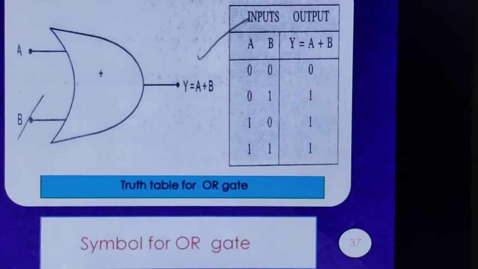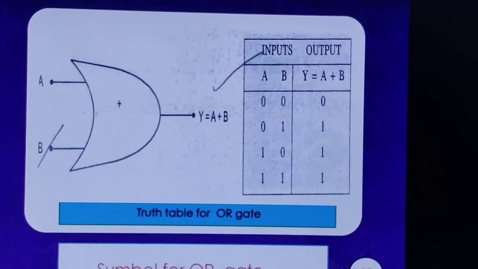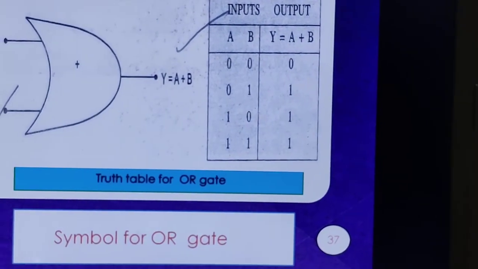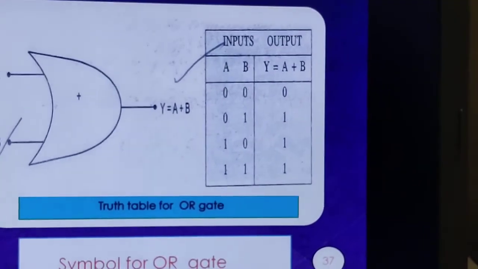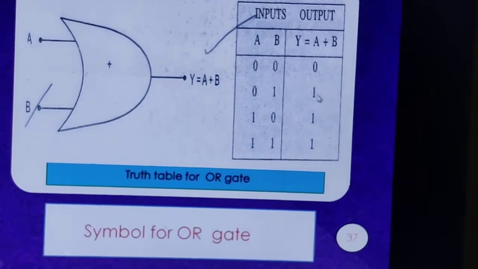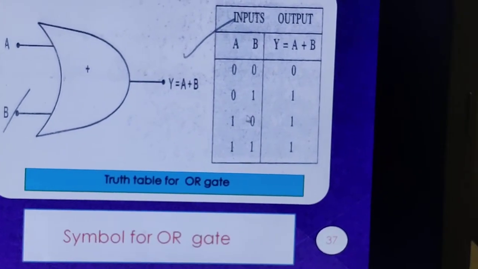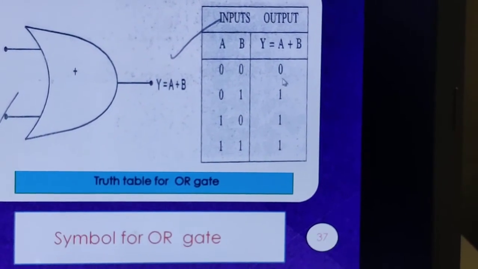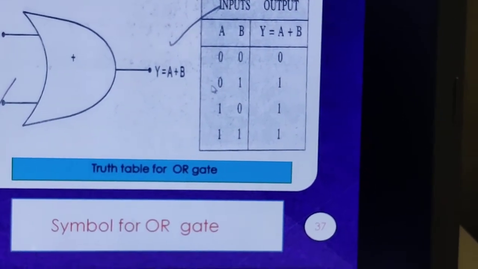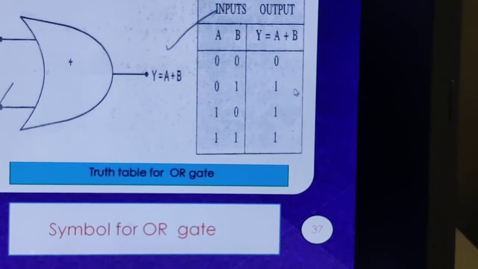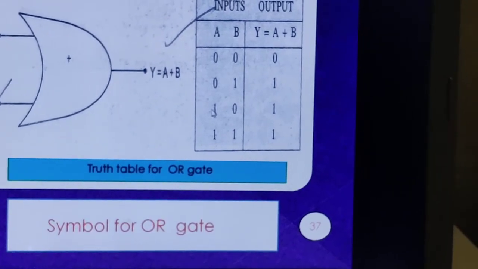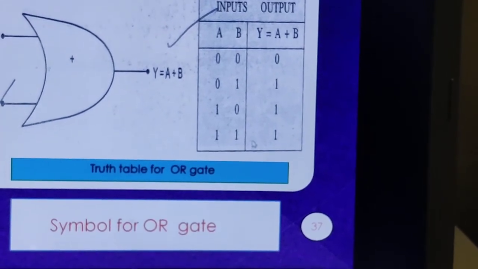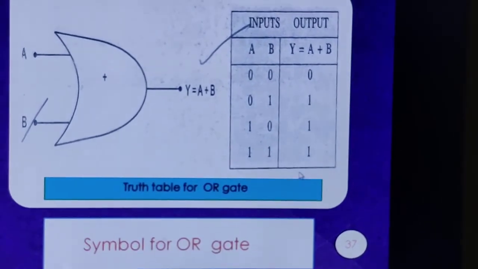The second easier gate is called the OR gate. The OR gate functions such that when any of the inputs is high, it gives a high output. So this is the diagram of the OR gate, and we have the truth table. When A is 0 and B is 0, the output is 0. When A is 0 and B is 1, the output is 1. When A is 1 and B is 0, the output is 1. When A and B both are high, the output is 1.